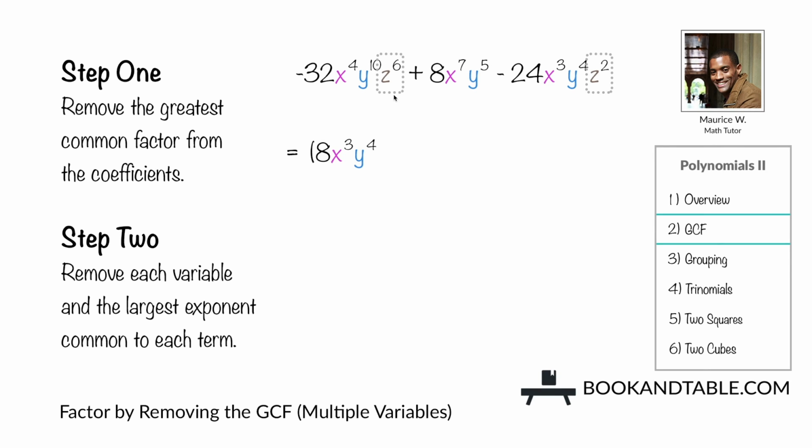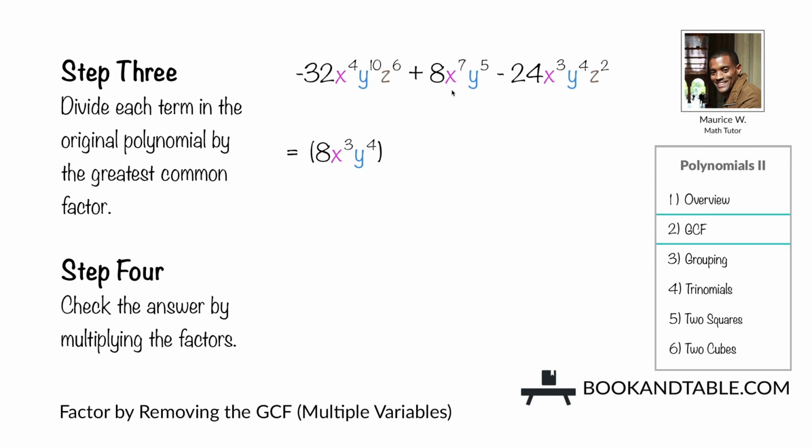And now we look at our z's. Z to the 6th is in the first term. There is no z in the second term, and we do have a z in the third term. But since z is not common in all three terms, then there is no z in the greatest common factor, since it is not common here. So our greatest common factor is 8x cubed y to the 4th.